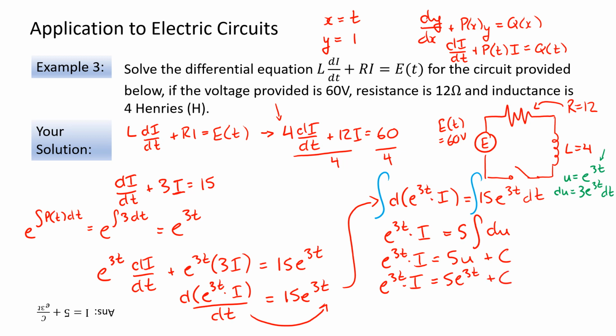Solving for I, we divide both sides by e to the 3t. And we get that I is equal to, it cancels here. These e to the 3t's cancel for the first term. So we get 5 plus our constant divided by e to the 3t.